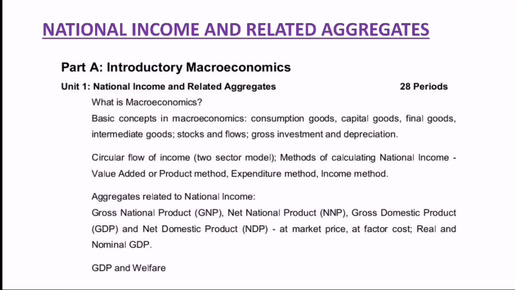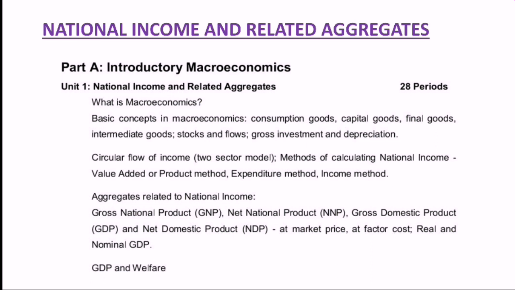First of all, we will do what is macroeconomics, then some basic concepts in macroeconomics like consumption goods, capital goods, final goods, intermediate goods, stock and flow, gross investment and depreciation, etc. After that, we will do circular flow of income in two-sector model. Now there are 3-sector and 4-sector models as well, but as per your syllabus, we are restricted to the 2-sector model only. Then we will do methods of calculating national income.